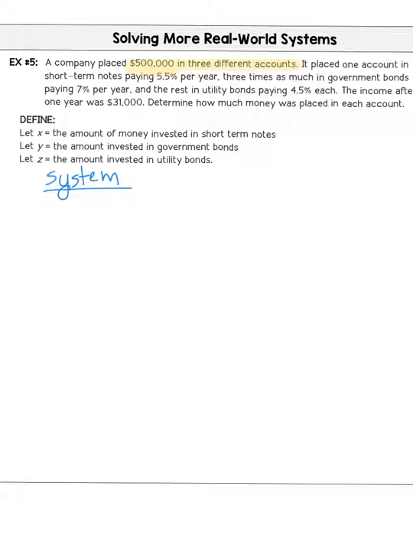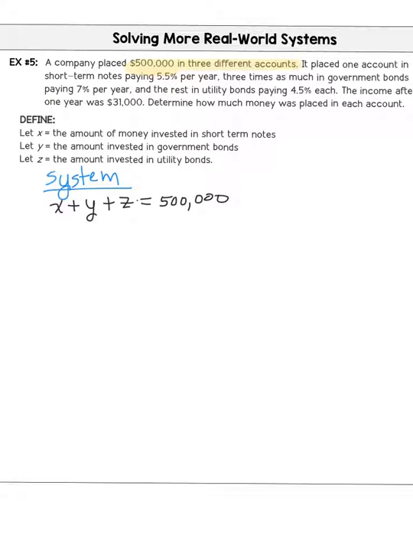So our first equation is going to be the amount X plus the amount Y plus the amount Z. The money in those accounts has to add up to $500,000. Then it goes on to say that it placed one account in short-term notes paying 5.5% per year.